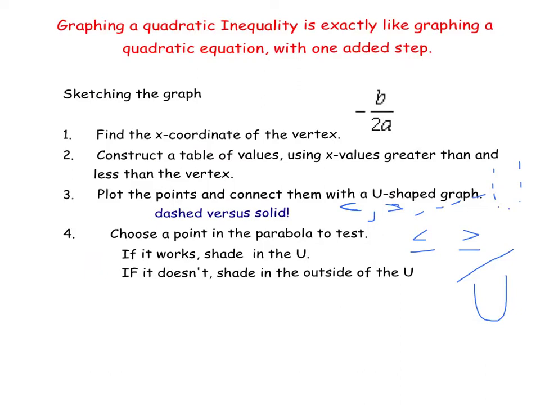Then you're going to choose a point to test. If you choose a point in the parabola and it works, you're going to shade in the U. If it doesn't work, you're going to shade outside the U.